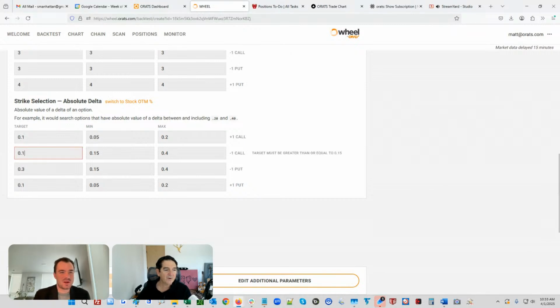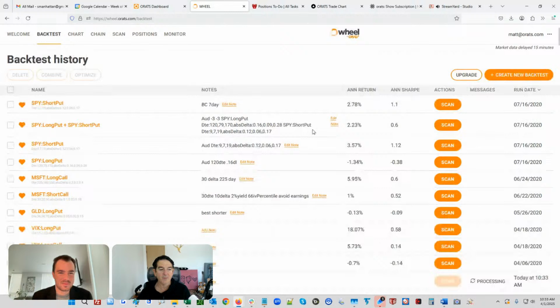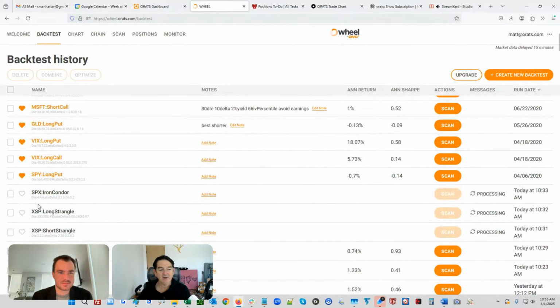I was wondering about that, because we switched the target spread yield from a negative to a positive, but didn't change the deltas. Right. So we'll rerun that. We didn't give it much of a chance, but still that looked pretty good, right? That iron condor. Yeah.